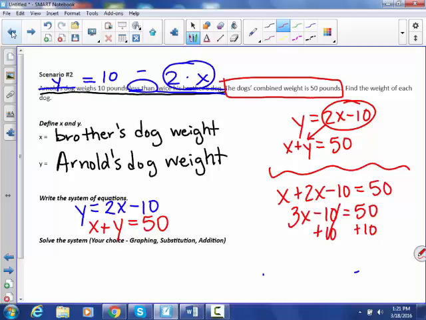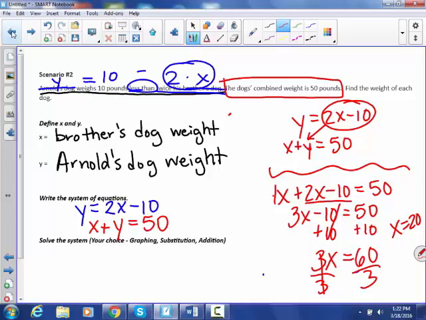I'm lost. You're lost? So I took this 2X minus 10 because it says Y equals that, and I put it in place of this Y right here. That used to be a Y, but I replaced it with the 2X minus 10. Then this had a 1, so 1 plus 2 is 3X. Then I'm adding 10 to both sides, so I get 3X equals 60. So X is 20.